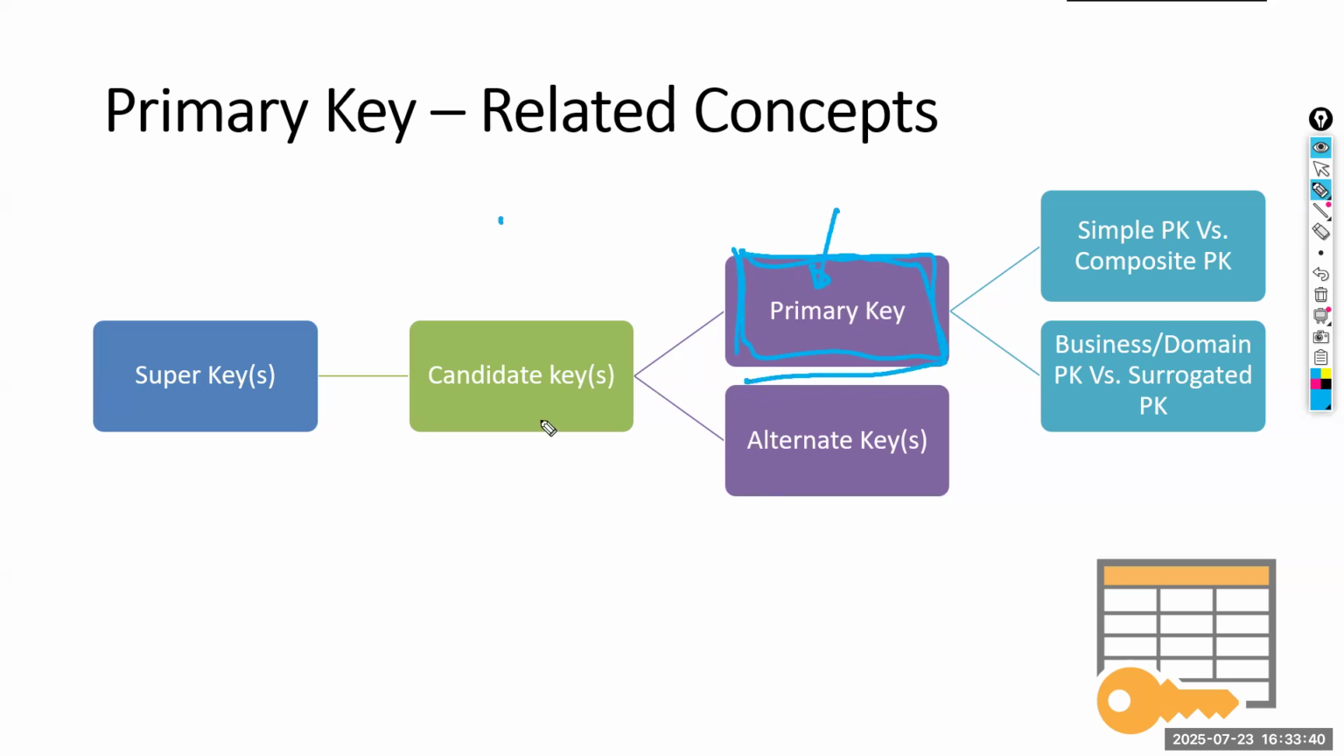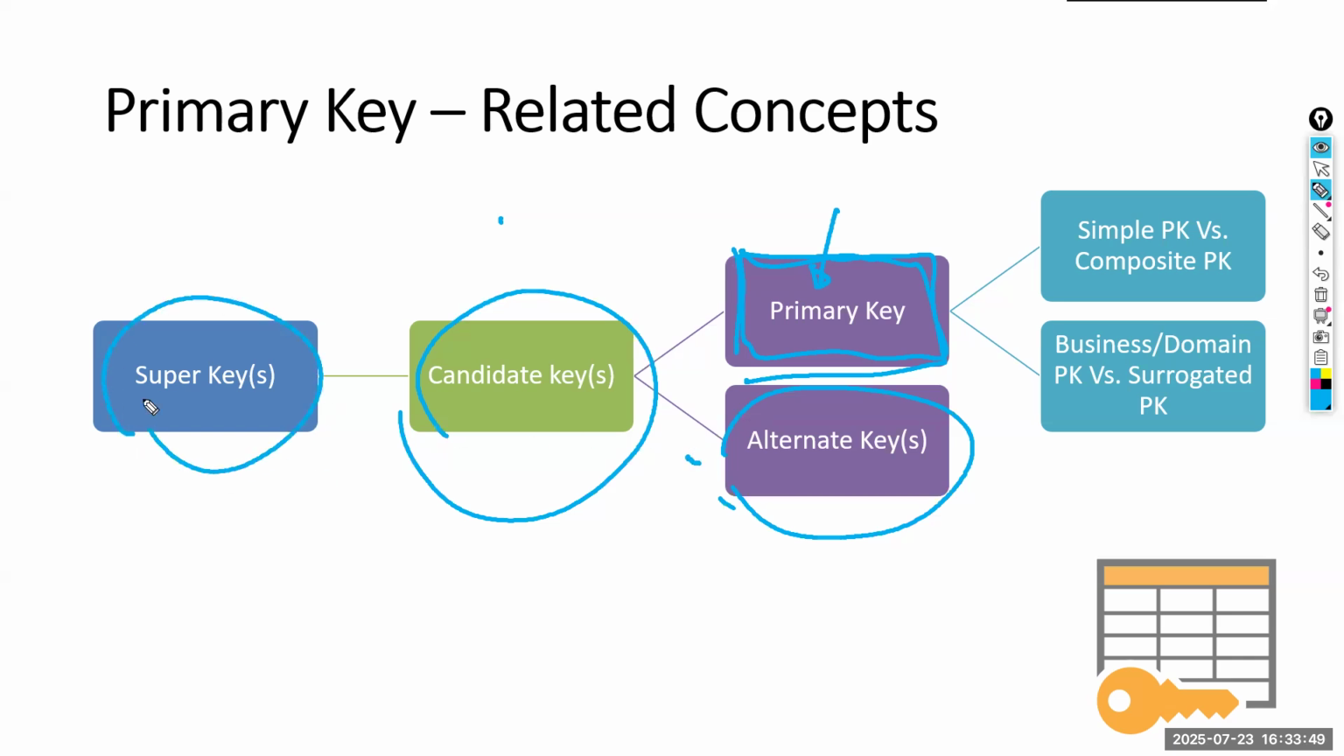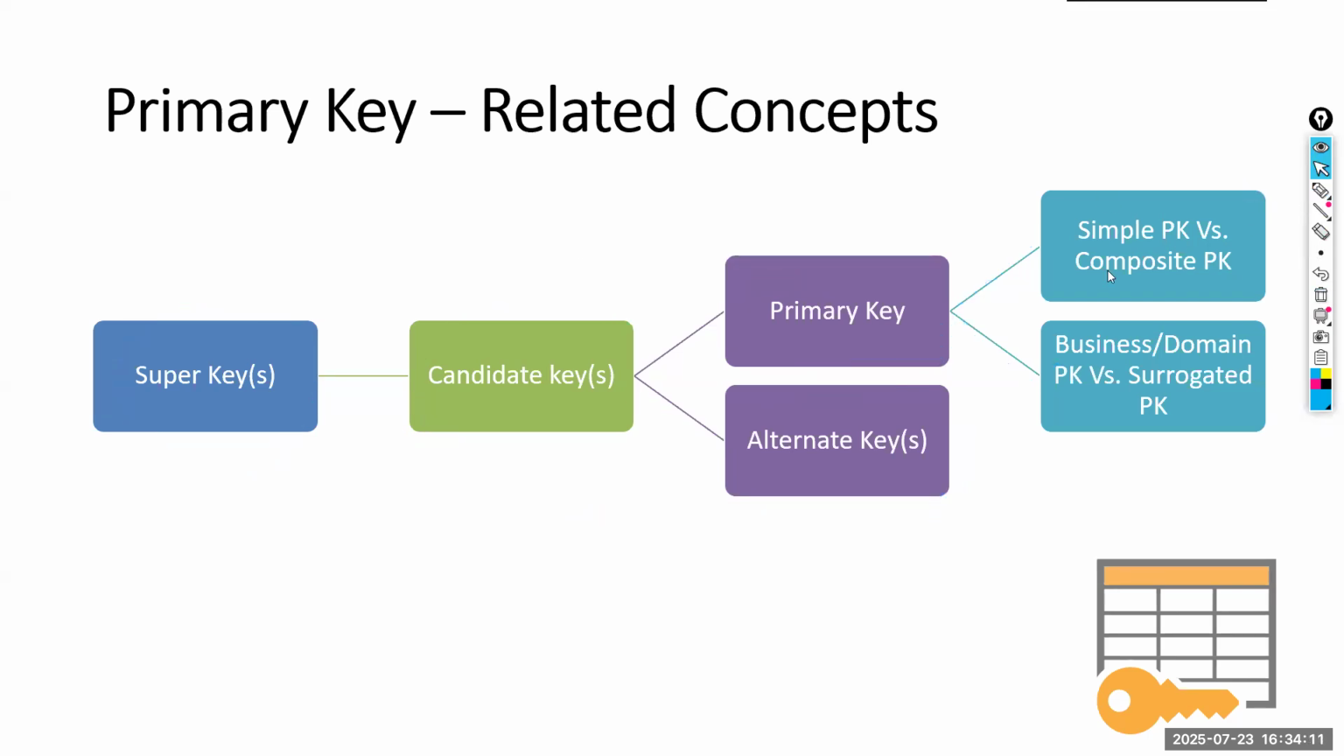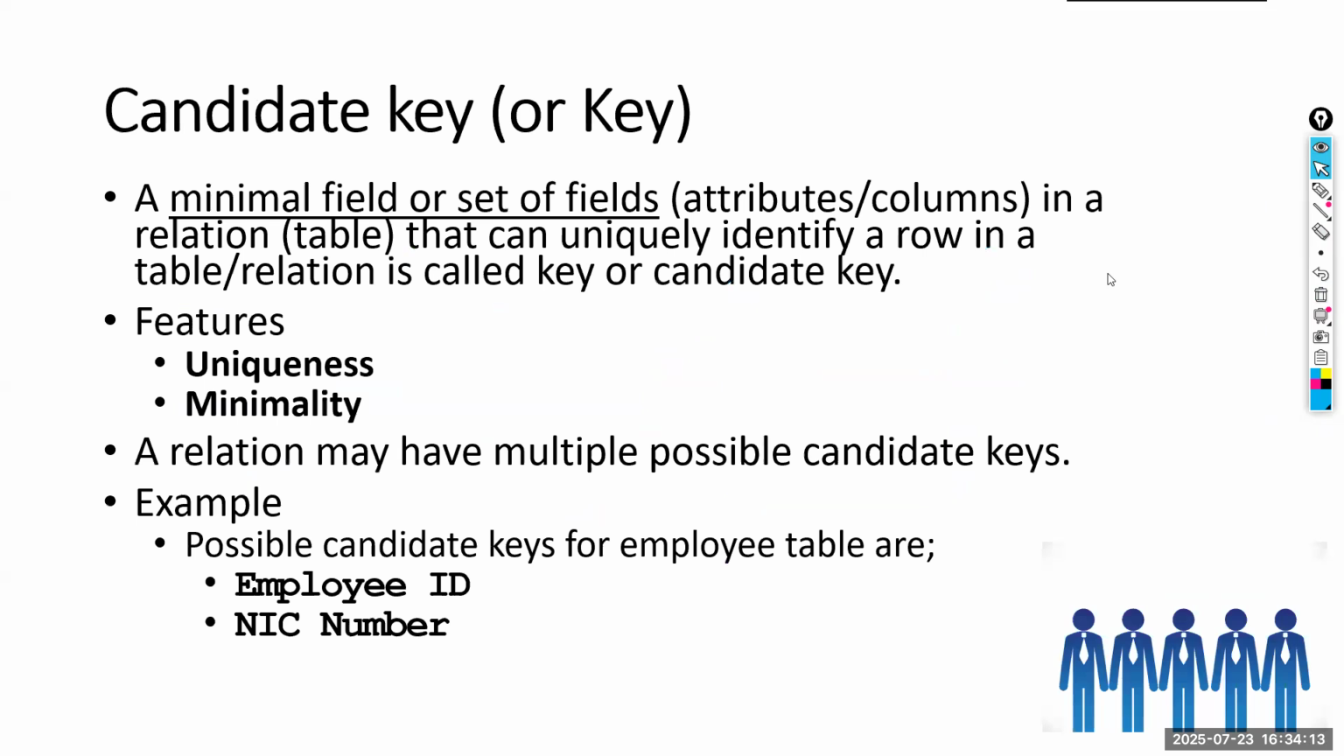So then we have something called candidate keys, primary key versus alternate keys, a concept called super key. Then there are two categories of primary keys called simple primary key versus surrogate primary key. You need to understand this because in designing, we use these concepts. So let's start with key or candidate key.